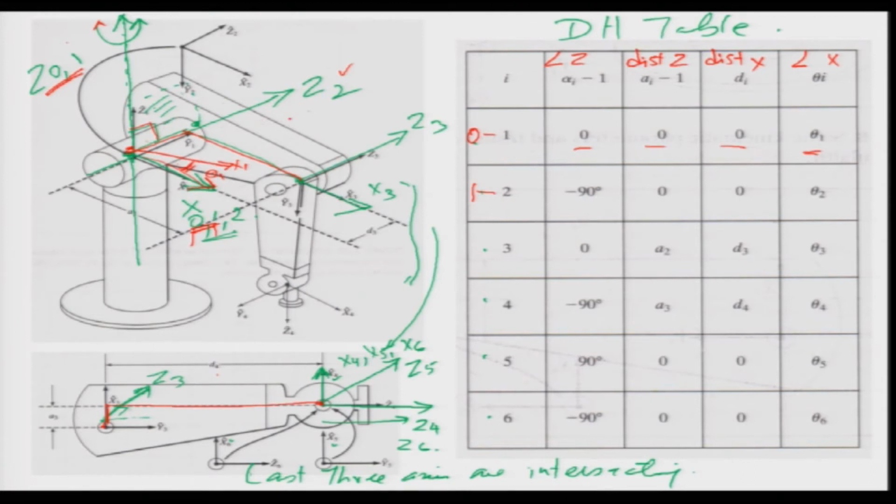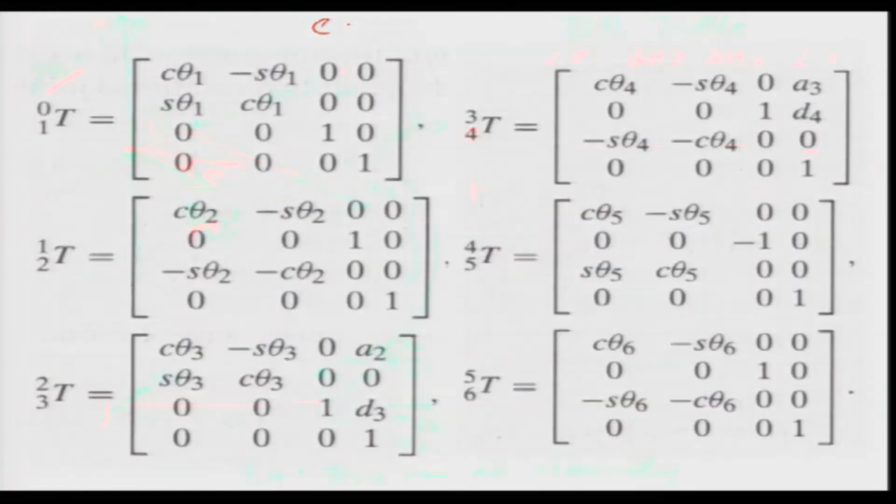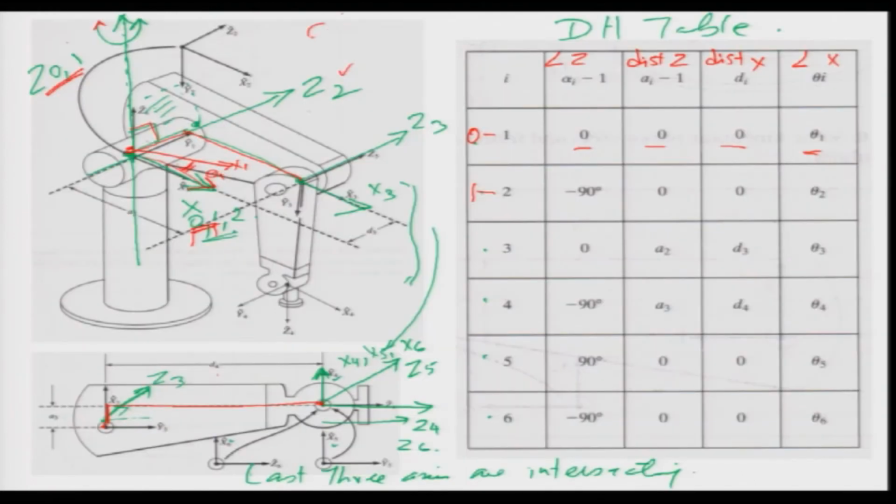Now, by convention, clockwise rotation about the x axis is taken as negative, okay, just convention. So clockwise rotations about the z axis are taken as negative.